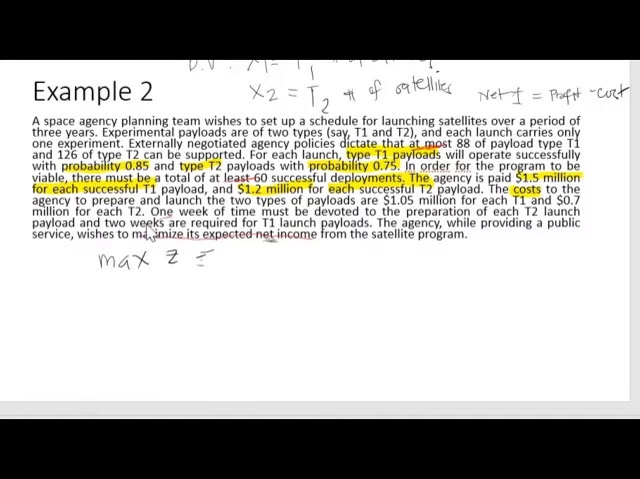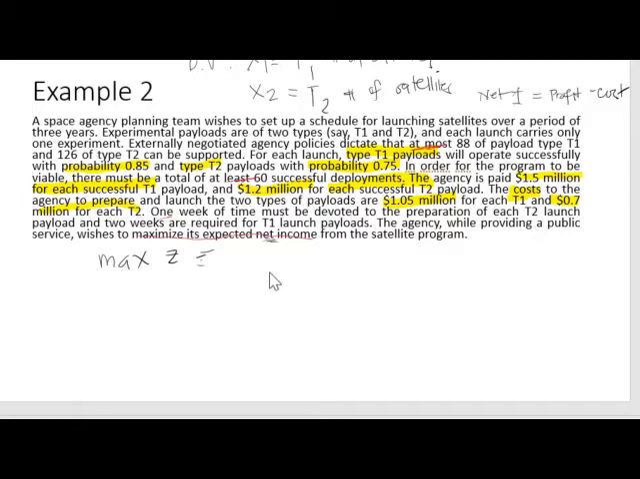The cost to the agency to prepare and launch the two types of payloads is 1.5 million for each T1 and 0.7 for each T2. Okay? So, is there anything else related to the cost? There is nothing else related to cost.